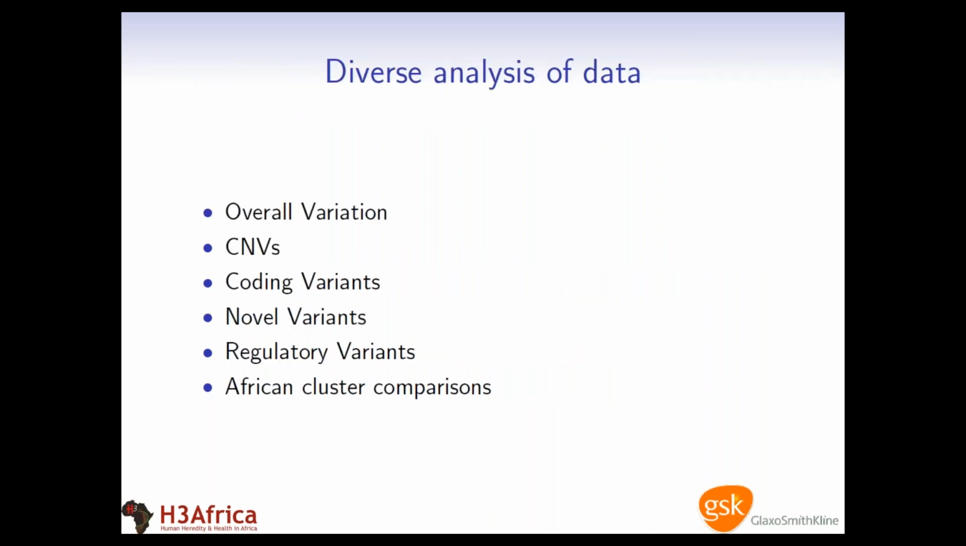How we did this analysis is we tried to use as many diverse techniques as possible. We don't have any phenotypic information for these populations because we put them together from our collaborators' datasets. So we're trying to use more data analysis techniques based on the data alone. We started off by characterizing overall variation, looking at copy number variants, really focusing in on coding variation within these genes, seeing how many of these variants are novel, then regulatory variant analysis, and we did this all by comparing African cluster populations together.